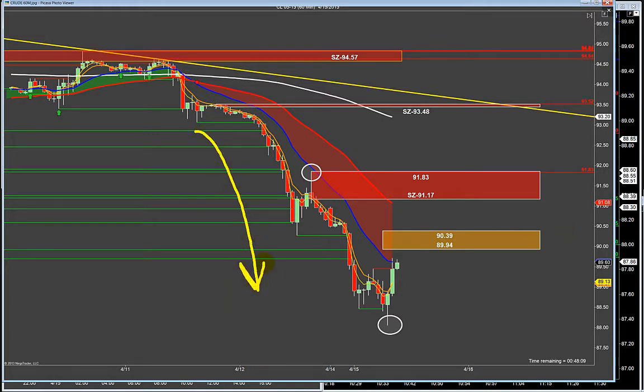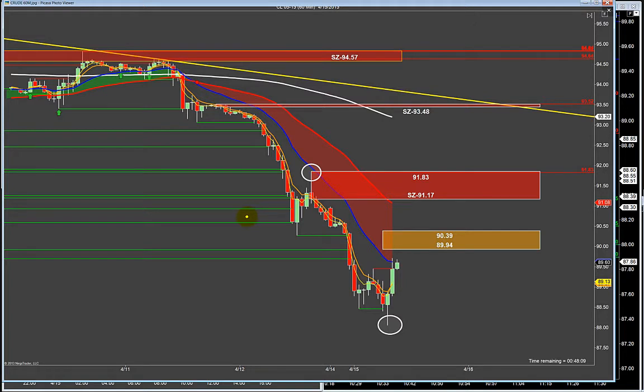Well, what we did was, knowing that we wanted to get short, we were looking for a test of a sell zone. And I want you to focus your eyeballs right here in this 89.94 area, because you can see here, again, no doubt in our mind that we're looking to get short here. Now the question is, where do we pull the trigger?